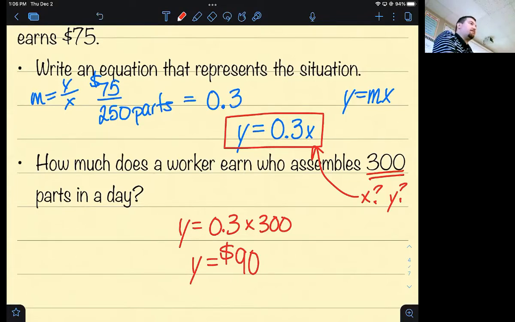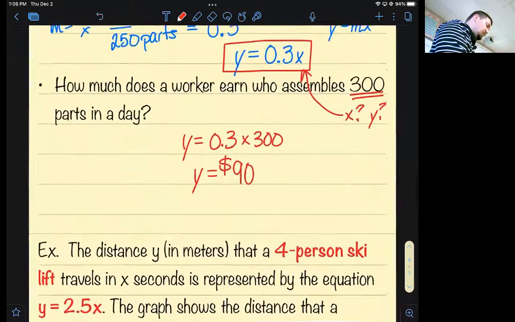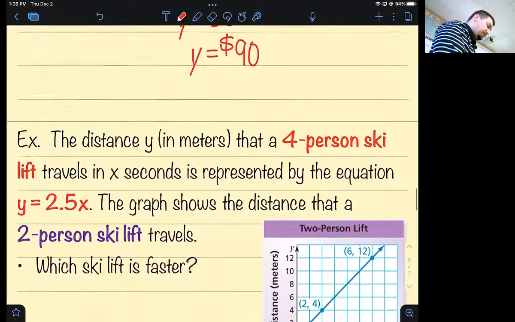Questions on how we did that? Once you have your direct variation equation, you can plug in for X or plug in for Y to find that missing value. So if I know that I make 0.3, basically 30 cents for every part that I put together, 300 parts is going to pay me $90 though. Which isn't much to get paid in a day. So I hope that he has some other income.